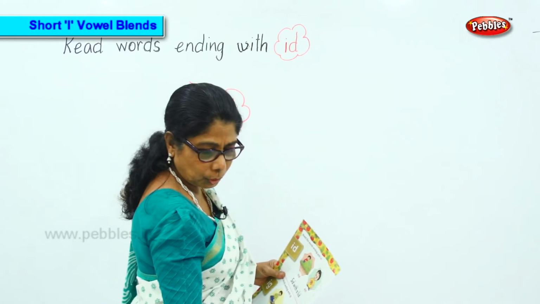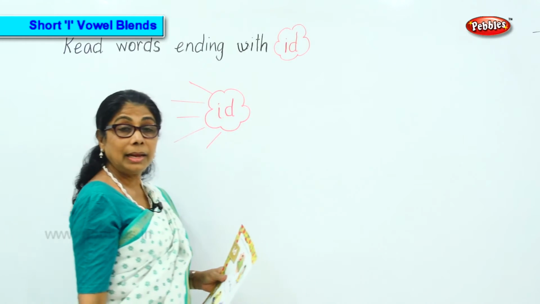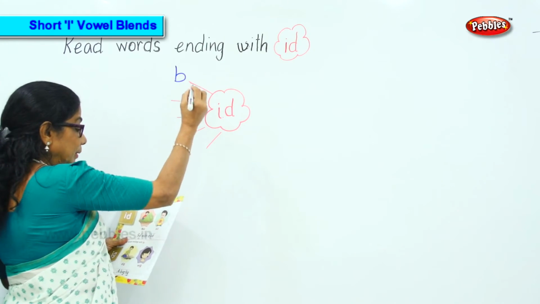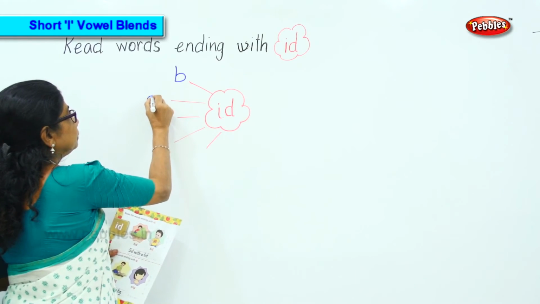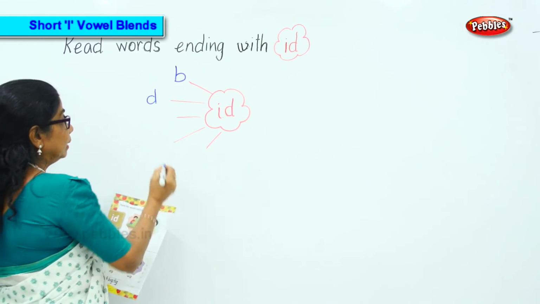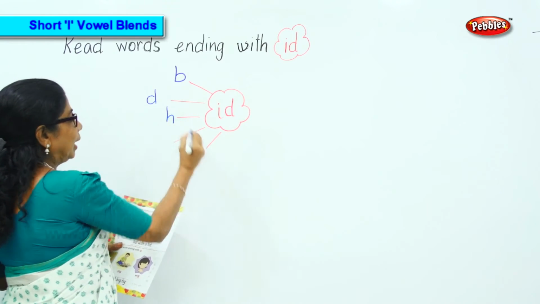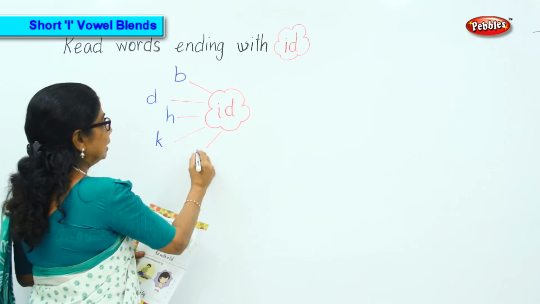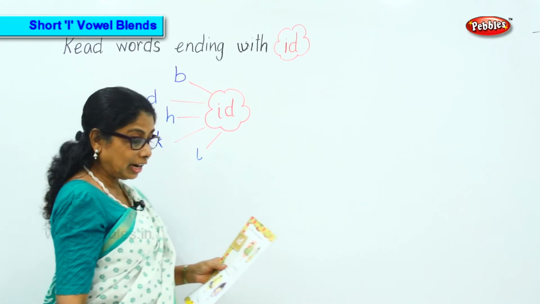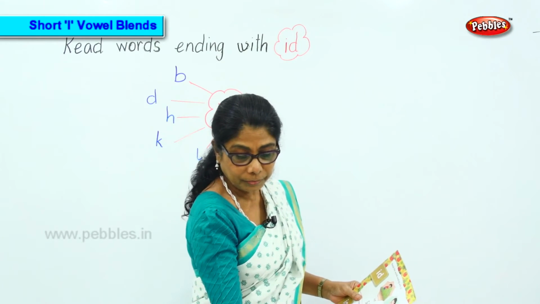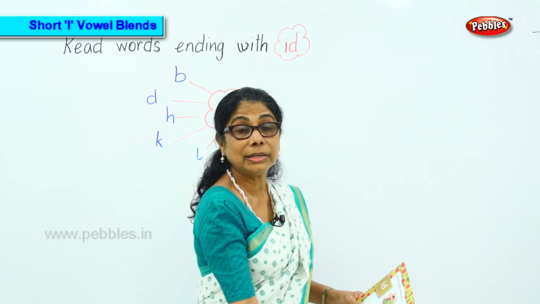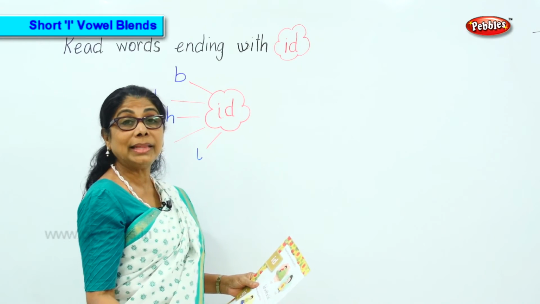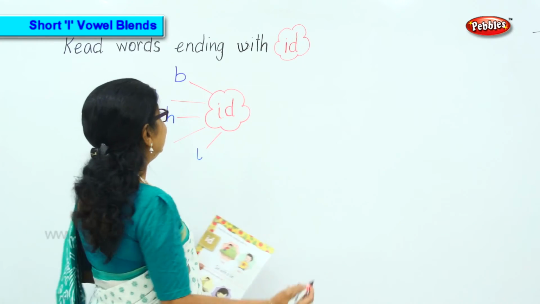Okay, here we will do some words. Bed, did, then hid. You hide, isn't it? Kid is a small child. Lid is something that you use for covering a pan. Okay, now let's make the words. We are making words that end with ID.